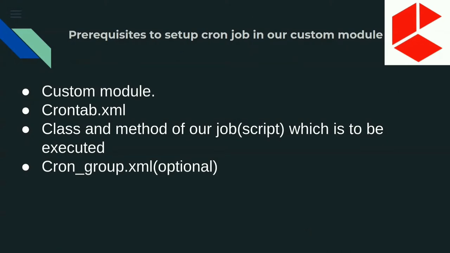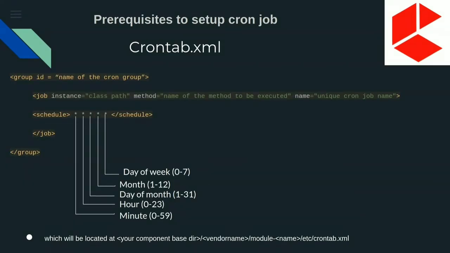Prerequisite is to set up a cron job in our custom module. First, we will create a custom module, then a cronjob.xml file, then the class and method of our job or script which is to be executed at a particular time. Then we will create a crongroup.xml, which is optional, or we can use the default or index group which is provided by Magento. I hope you guys know how to create a module from our previous tutorial. So I will be starting with the cronjob.xml file, which I have in the etc folder of a module which I have already created. Let's start.